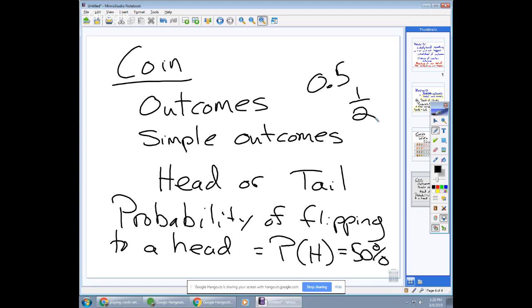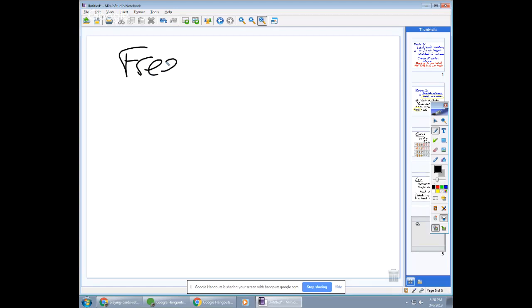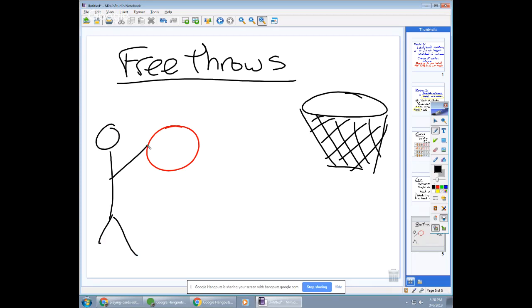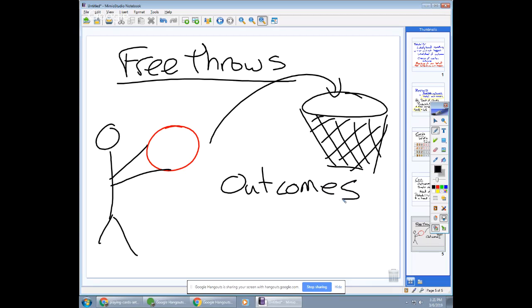Let's switch to a different scenario. Free throws. So I've got this ball, and I'm going to shoot it into the basket, right? How many outcomes are there here? It's either in or it's out, right? I throw it, it goes in. I throw it, it doesn't go in. Two things can happen, kind of like with the coin. Two outcomes. What's the probability I get it in?